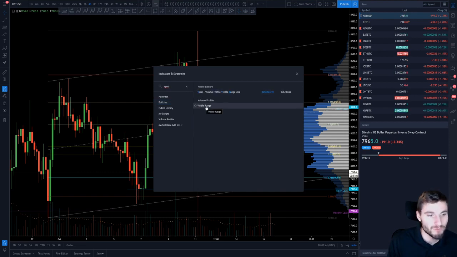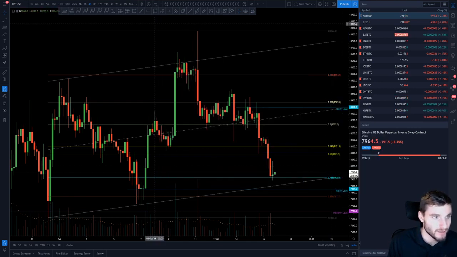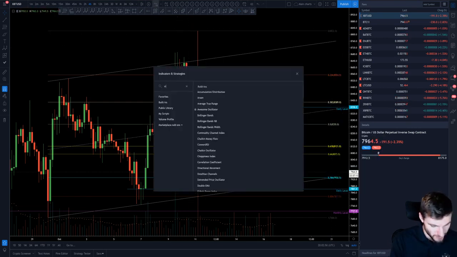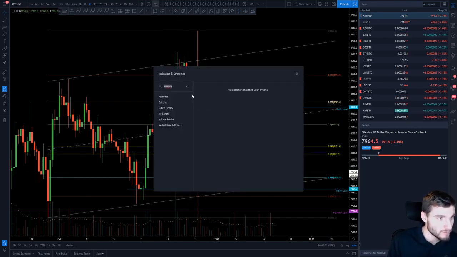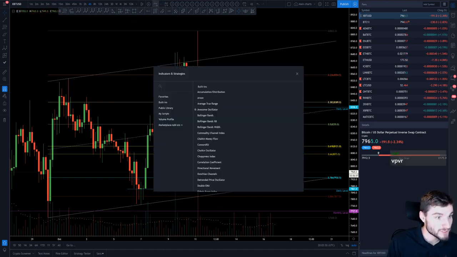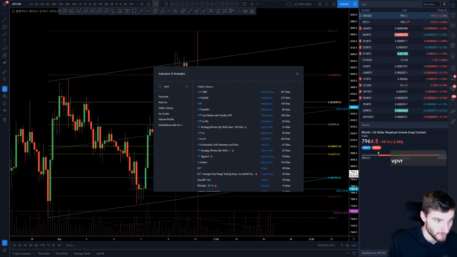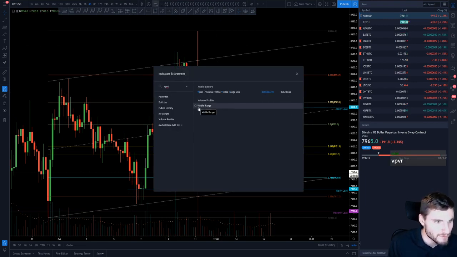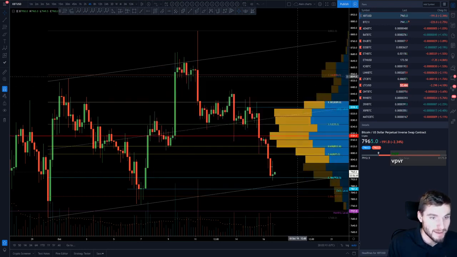Volume profile, visible range. Okay, that's what you want. Go to indicators, type in visible, or just type in VPVR and click on it, and then you'll add it to the side.